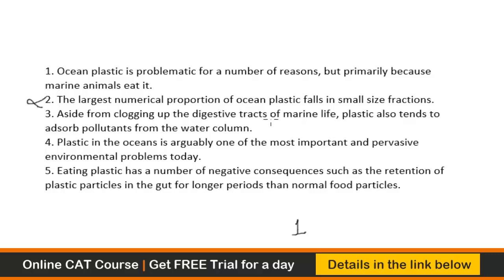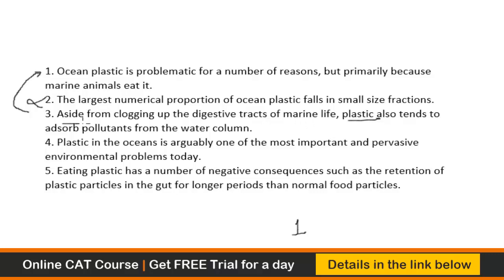Aside from clogging up digestive tracts of marine life, plastic also tends to absorb pollutants. So again, you have plastic and marine life and ocean plastic. But then there is some connection, there is something here. If you start with 1, 3 definitely cannot come. Why? Because you say ocean plastic is problematic aside from clogging up digestive tracts of marine life.